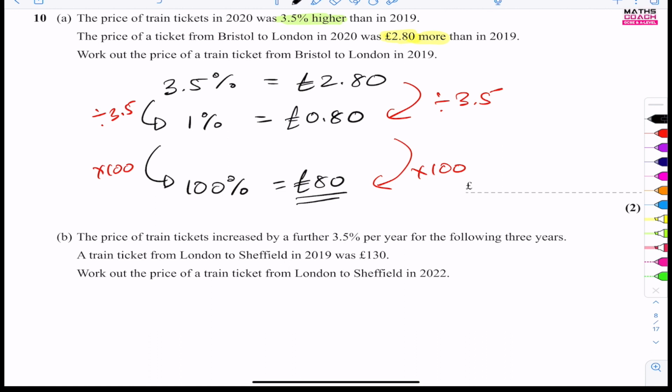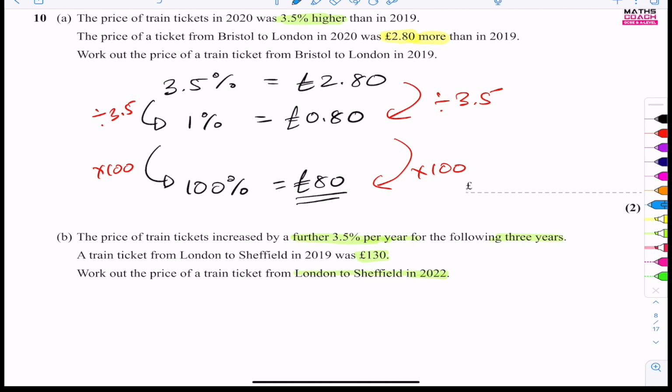If we go on to the second part of this question, it says the price of train tickets increased by a further 3.5% per year for the following 3 years. Compound interest comes to mind, okay? So original amount times by the multiplier to the power of n is equal to the new amount. Remember that formula. A train ticket from London to Sheffield in 2019 was £130. Work out the price of a train ticket from London to Sheffield in 2022.